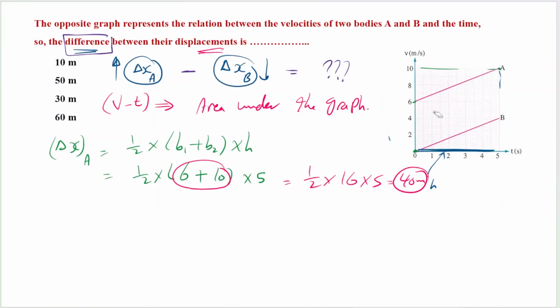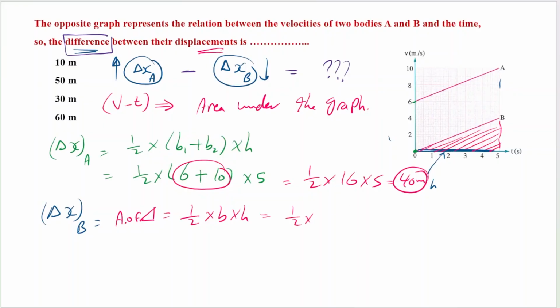The second part, we need to do the same for B. So the displacement covered by B is equal to... Now this shape is just a triangle because it's starting from the point of origin. So it's equal to the area of the triangle. The area of a triangle is equal to half times base times height. So half times the base, it extends from 0 to 5, so it's 5. Height, it extends from 0 to 4. So 4 divided by 2 equals 2, and 5 times 2 is 10.